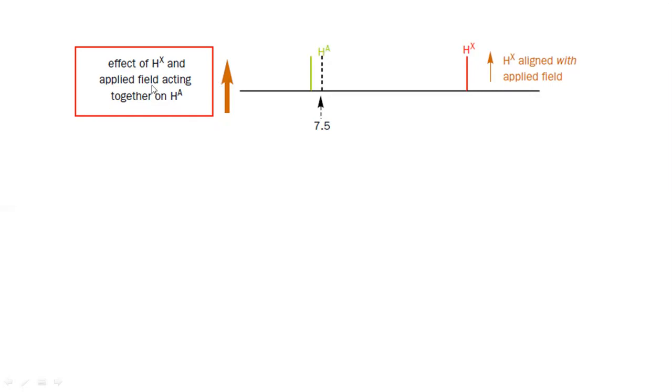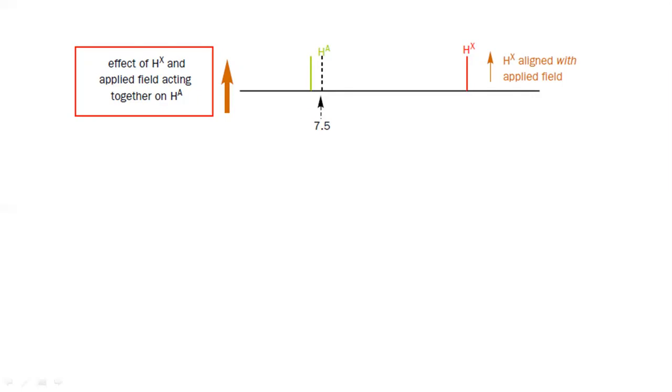The reason is the effect of HX on this HA and the applied field acting together on HA. So two factors are there. Remember the point, it's a very basic point. What is the basic point? The splitting of a signal in the spectrum is due to two factors. What are the factors? First is the effect of the neighboring proton HX, and second is the applied magnetic field of the instrument on this HA.